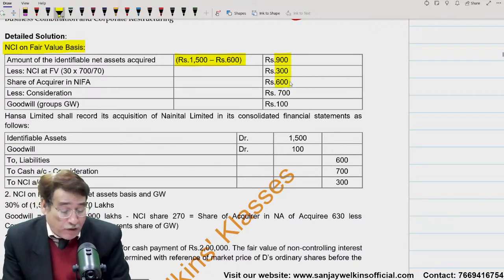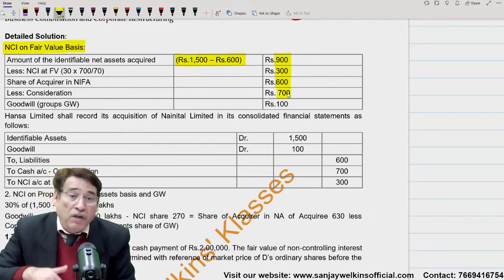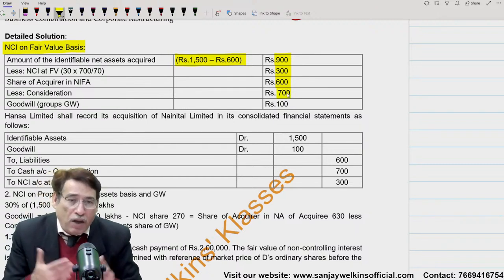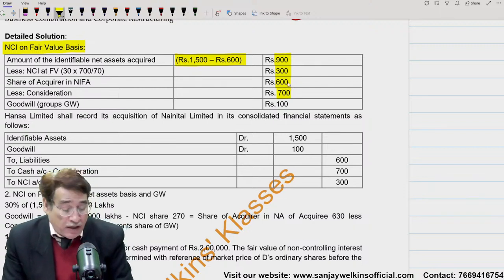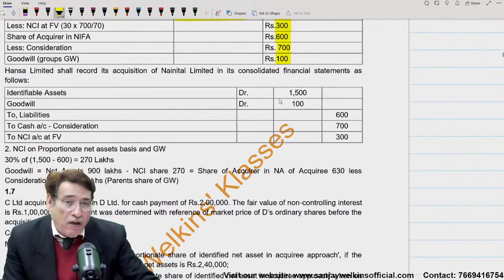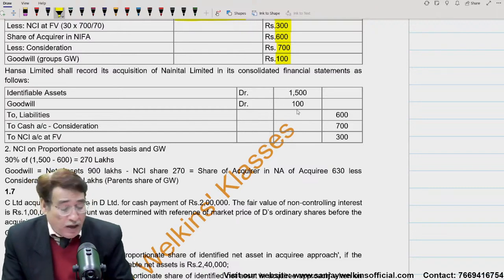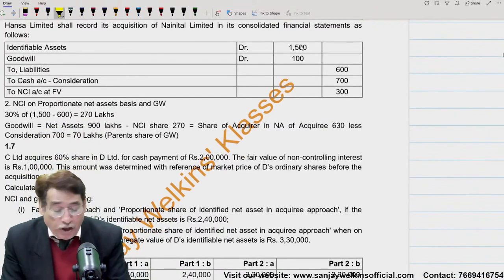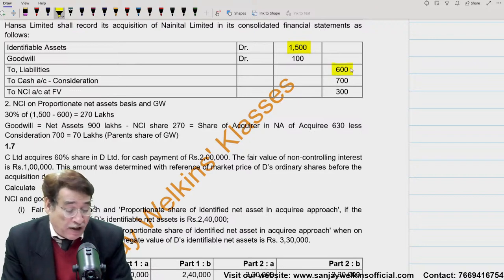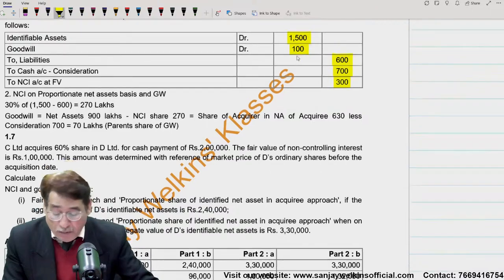By subtracting this figure, you will get the acquired share of 600, and you will compare it with the amount of consideration which you have paid. So you have paid 700 and the acquired share of net assets is 600. In this case, there will be goodwill. So when NCI is measured at fair value, we are getting a goodwill of 100 and you can pass the entry. I told you the best way of passing the entry: first write the assets, then write the liabilities. That means you have now so far written net assets, compare it with the NCI, then write the consideration, then write the amount of goodwill.